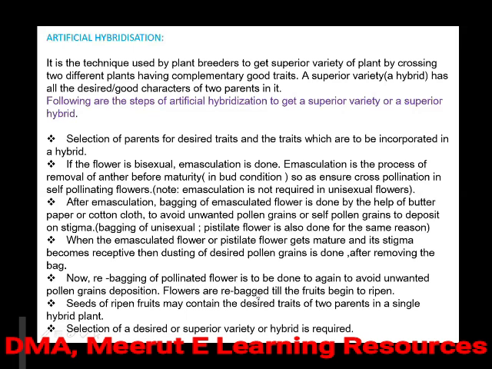Flowers are rebagged till the fruits begin to ripen, and the seeds of the ripened fruits may contain the desired traits of two parents in a single hybrid plant.